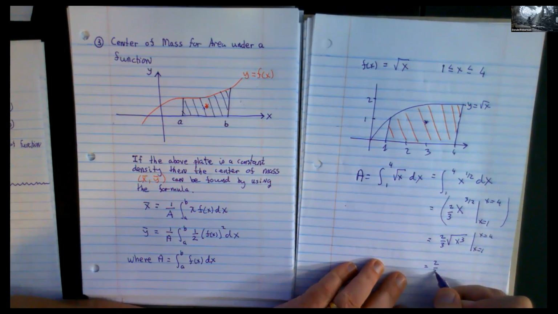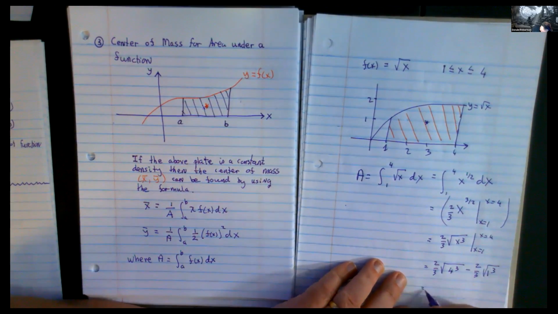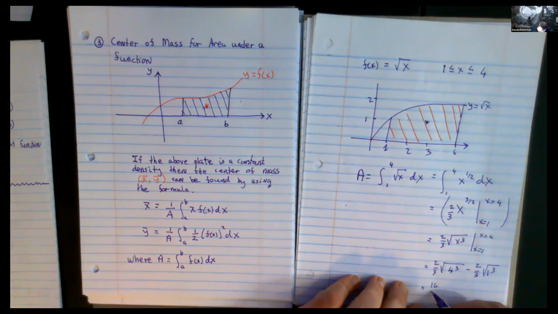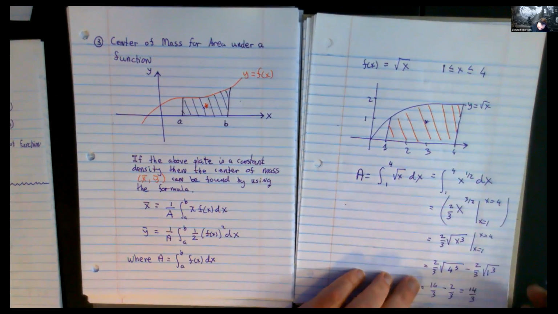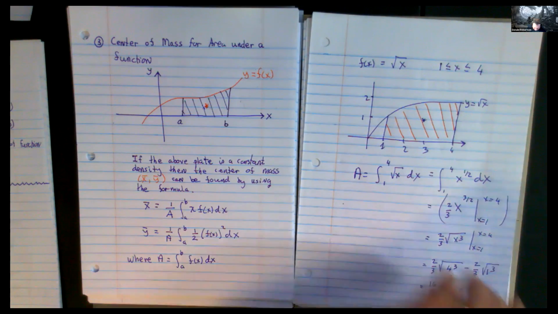And that's going to get me 2/3 the square root of 4 cubed, take away 2/3 the square root of 1 cubed. 4 cubed, 2, 4, 8, 16/3, take away 2/3, I get 14/3. How does that look? Give you a few seconds to check my working and my numerical part in particular. Does that 14/3 look good? Right, we are moving on then.